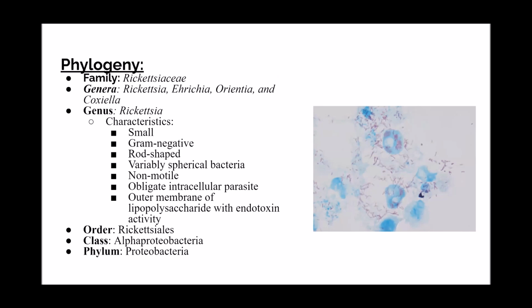The characteristics of Rickettsia are it is a small gram-negative bacteria. It is rod-shaped, a very variable spherical bacteria. It is non-motile. It's an obligate intracellular parasite, and the outer membrane is made of lipopolysaccharide with endotoxin activity. Its order is Rickettsiales, class alpha proteobacteria, and phylum is Proteobacteria.